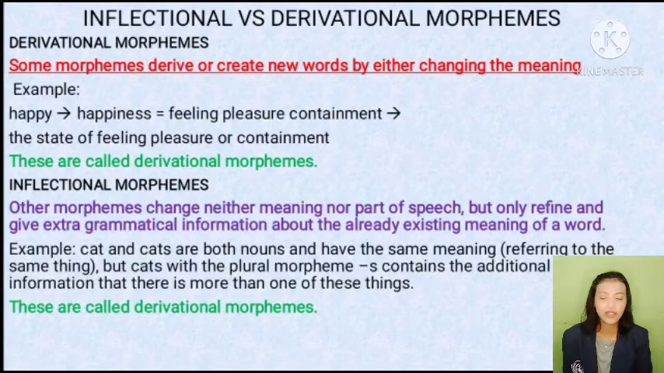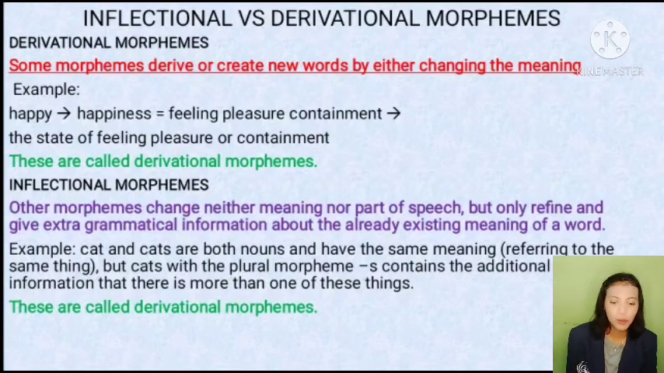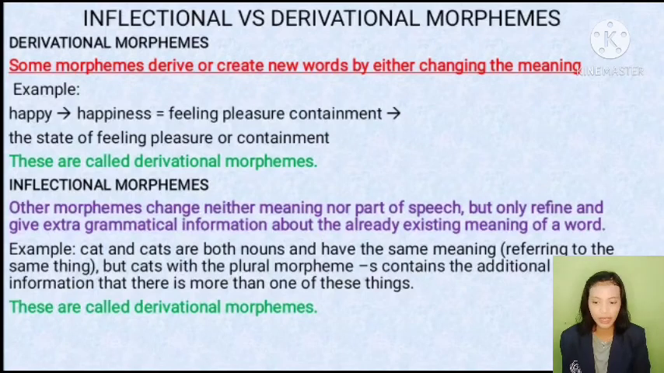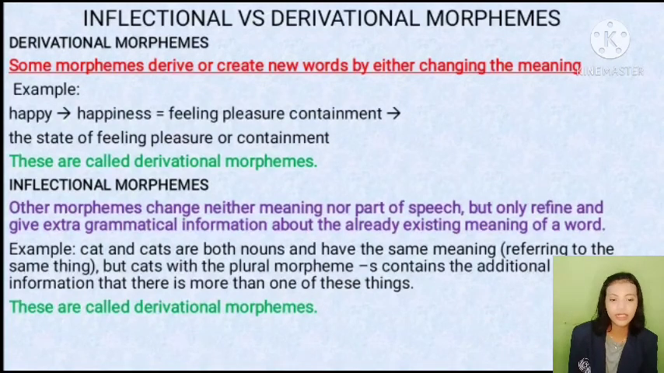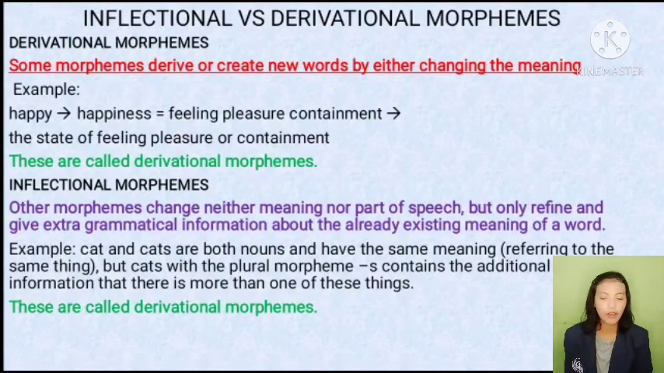Second, inflectional morphemes. Other morphemes change neither meaning nor part of speech, but only refine and give extra grammatical information about the already existing meaning of a word. For example, cat and cats are both nouns and have the same meaning, but cats, with the plural morpheme -s, contains the additional information that there is more than one of these things.